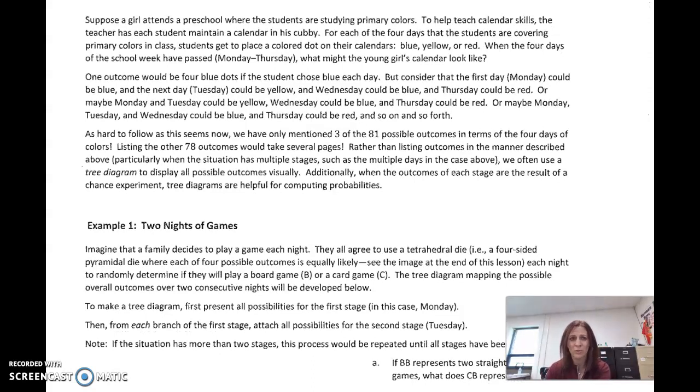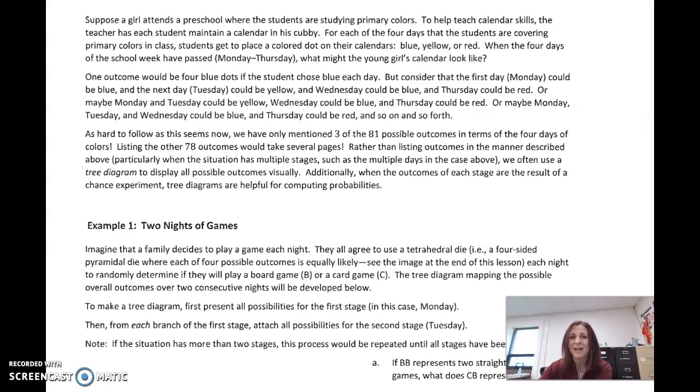So there's a student in a preschool class, they're studying primary colors: blue, yellow, or red. Every day for 4 days that they go to school, they get to place a colored dot in their calendars. So what would the calendar look like? One outcome could be 4 blue dots if they only chose blue. But then the first day, Monday, could be blue, the next day could be yellow, Wednesday could be blue, Thursday could be red. Or maybe Monday and Tuesday could be yellow, Wednesday could be blue, Thursday could be red, or just all these different colors and all these different kinds of patterns, right?